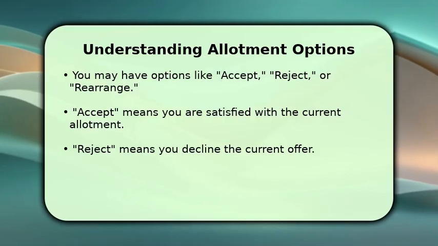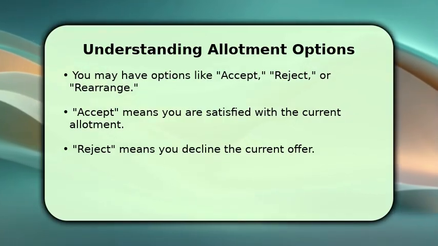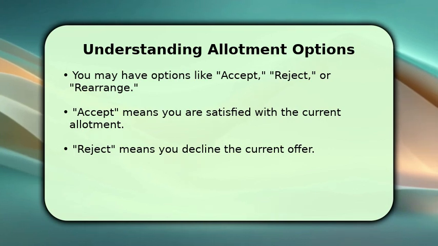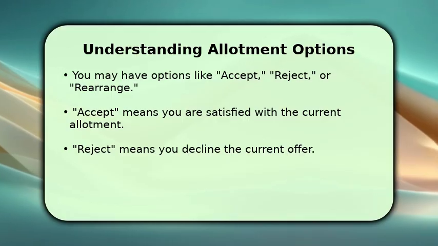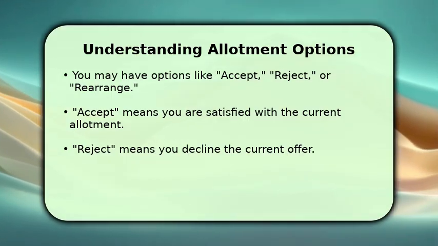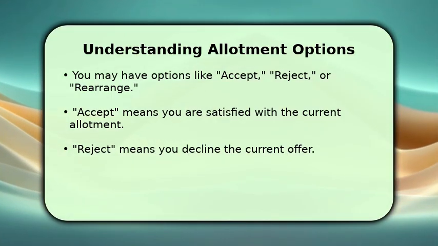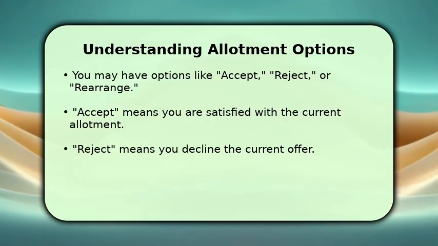Choosing accept signifies your satisfaction with the current college and course offered. If you select reject, you are declining this particular offer. The rearrange option allows you to adjust your preferences for subsequent allotment rounds, aiming for a different choice.